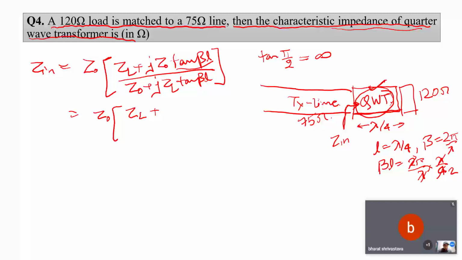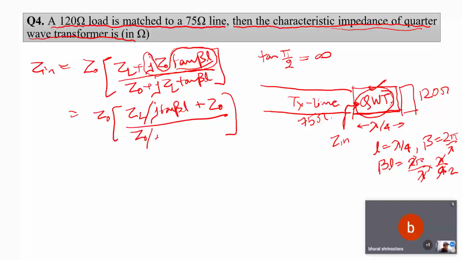So what we will do is take j tan beta L common from both numerator and denominator. So this becomes Z naught times (ZL over j tan beta L plus Z naught) upon (Z naught over j tan beta L plus ZL). As tan beta L, which is tan pi by 2, becomes infinite, these terms become 0. So net Z in is defined as Z naught square over ZL.